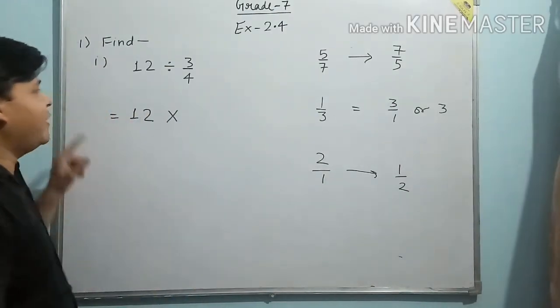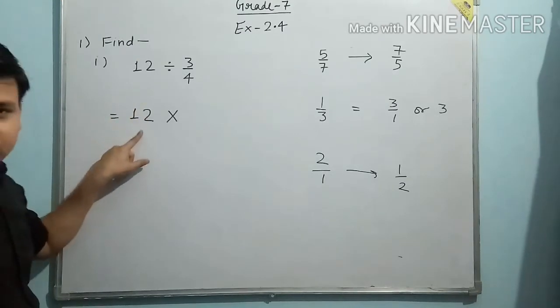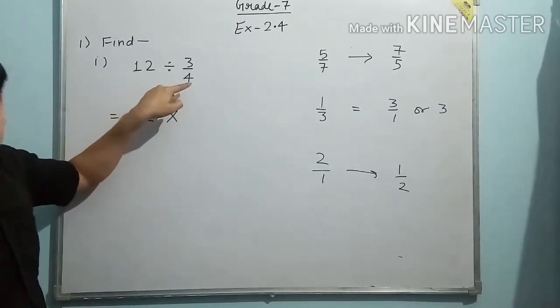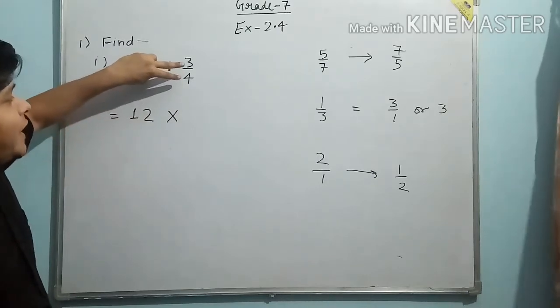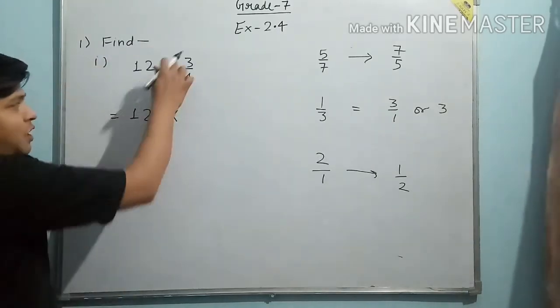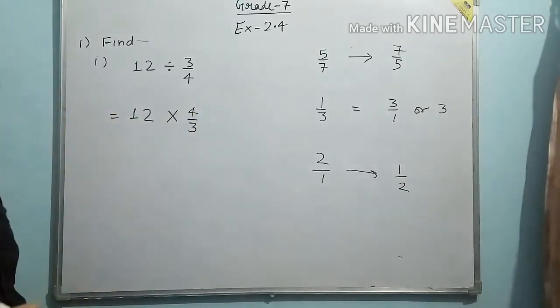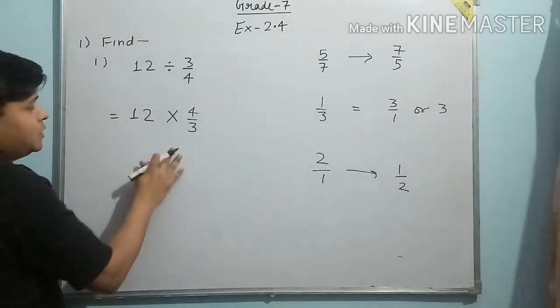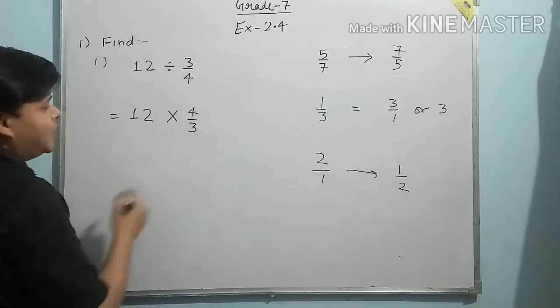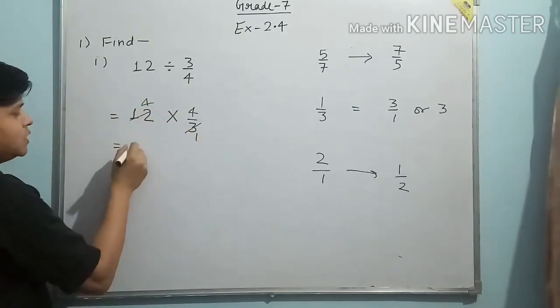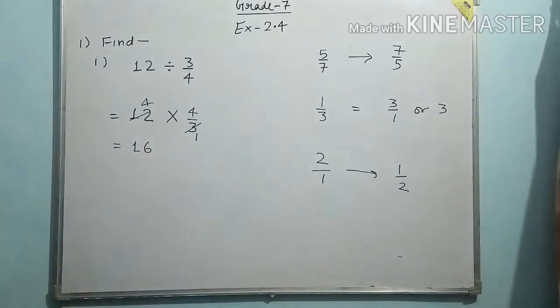So similarly, what we have to do: first number as it is, divide will become multiply, and the number which is given after the division sign, you will write the reciprocal of this number. So this 3 upon 4 will become 4 upon 3. Now you can solve as you solved in the previous exercise. 3 1 time, 3 4 times 12, and 4 into 4 is 16, which is the answer.